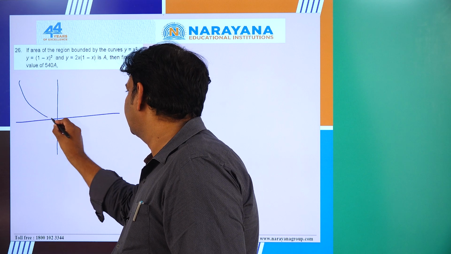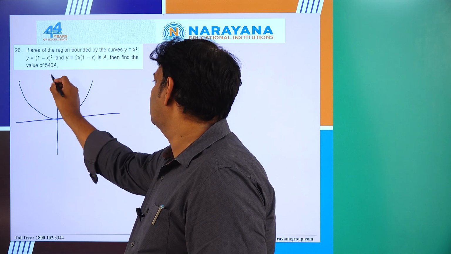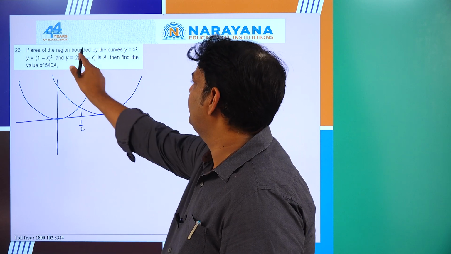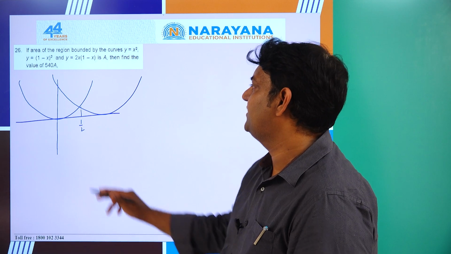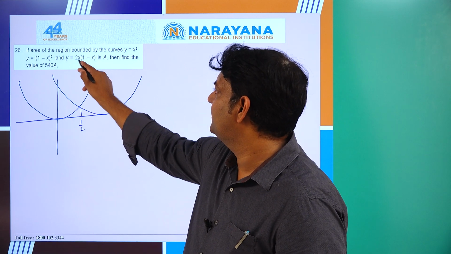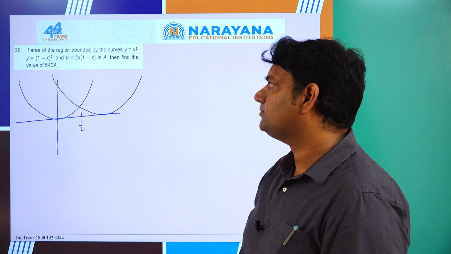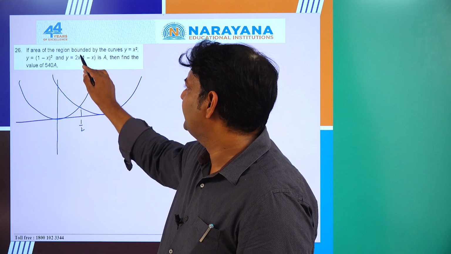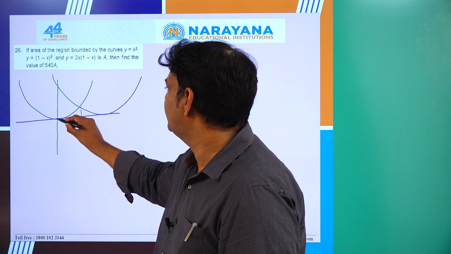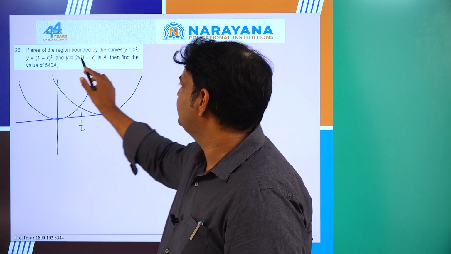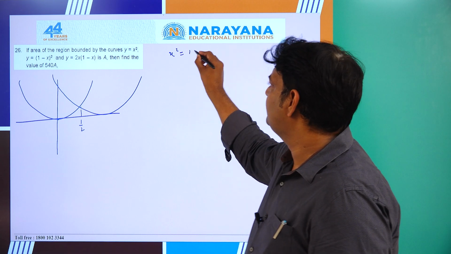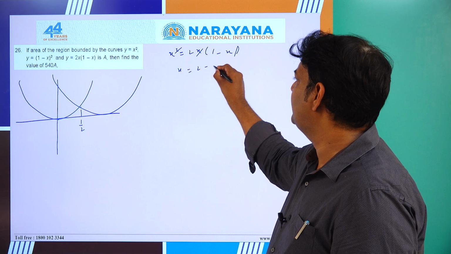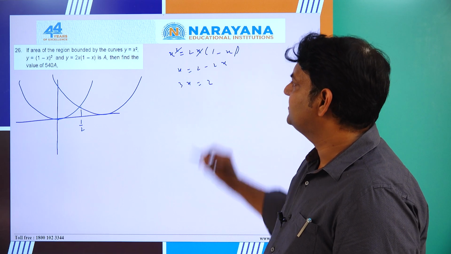y = x square, y = (1 - x) whole square, and what is their intersection point? x square = (1 - x) square, clearly x = 1/2. And observe that if you put 1/2 here, 1 - 1/2 is 1/2. At x = 1/2, this is 1/4. Means your graph is, what is the intersection of these two? x square = 2x into (1 - x). The x = 0 case I will cancel. x = 2 - 2x. That is 3x = 2.